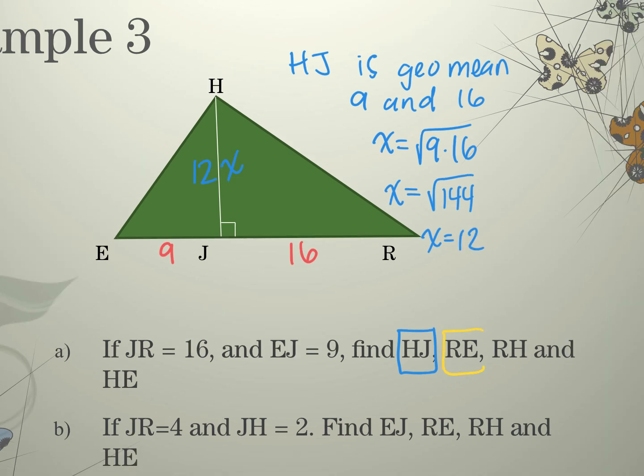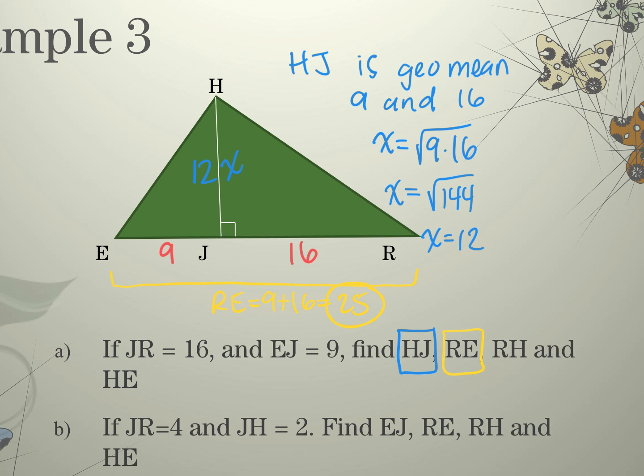Let's go ahead and find RE. Where's RE? It's on the bottom. 9 plus 16. So RE is going to be 9 plus 16. What's 9 plus 16? 25. Easy, right? Okay. So we're moving on.